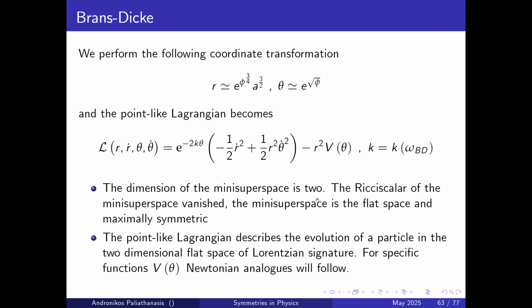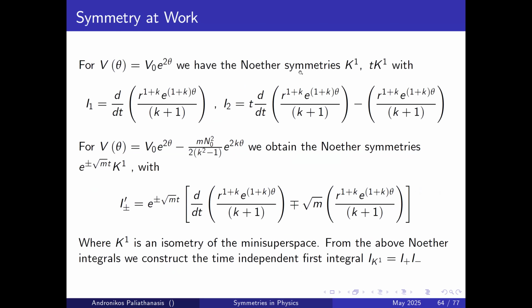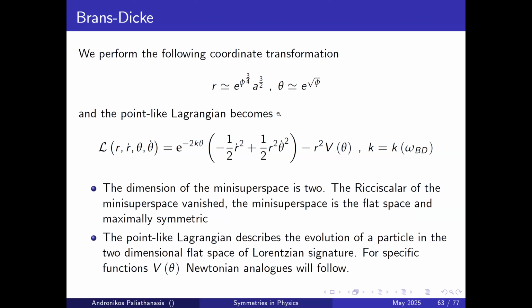The dimension of the minisuperspace is 2. The Ricci scalar of the minisuperspace vanishes. The minisuperspace is a flat space of maximum symmetry. The point-like Lagrangian describes the evolution of a particle in the two-dimensional flat space of Lorentzian signature. For specific functions of theta, Newtonian analogs will follow. So we solve the symmetry conditions, and we determine all the functions of theta by phi. As you can see, theta is related to phi like this.